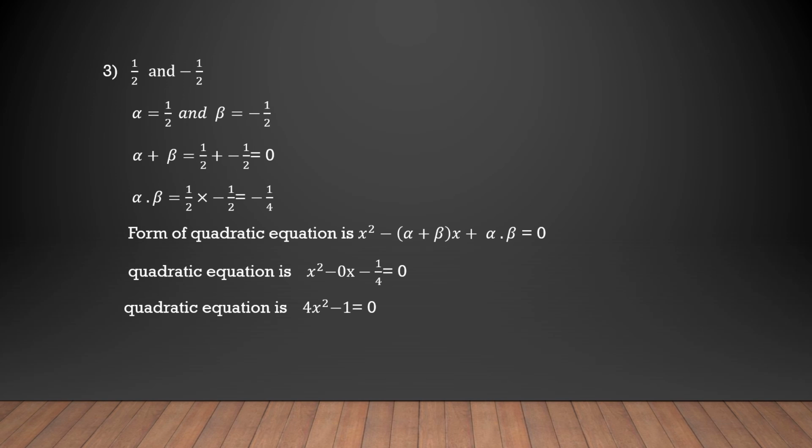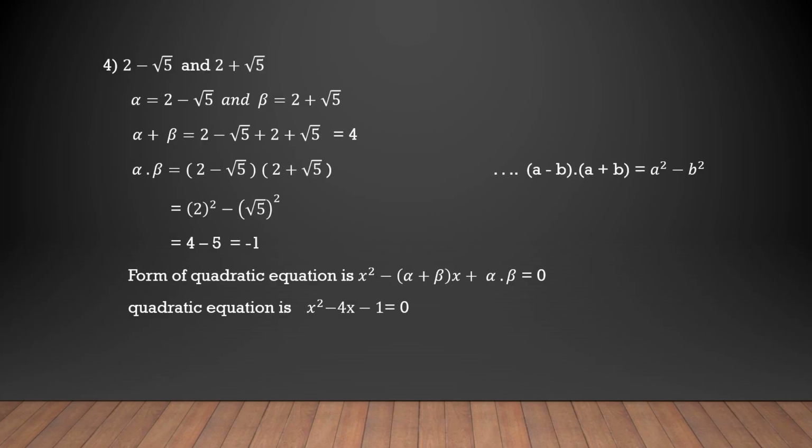Then this c is in fraction form, 1 by 4. C is in the form of a fraction. So we multiply the equation by 4. After multiplying by 4, the equation becomes 4x square minus 1 is equal to 0. Quadratic equation is 4x square minus 1 is equal to 0.